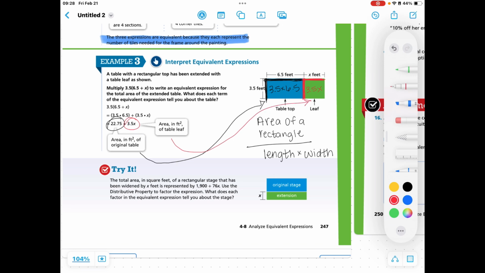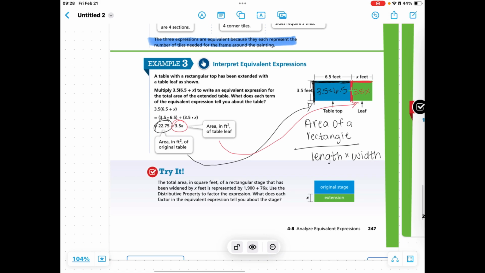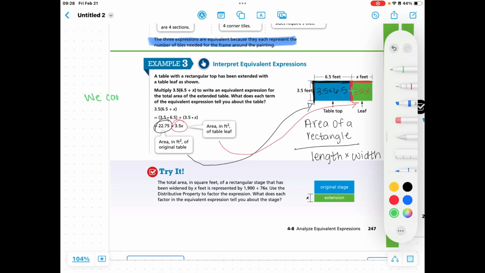So after that, we really do just add them together because they're being put together, which would give us our final result. Now, the reason we cannot combine these is because they are not like terms. We cannot combine unlike terms. So we leave the answer as is. We cannot combine these, so we simply leave it as 22.75 plus 3.5x.